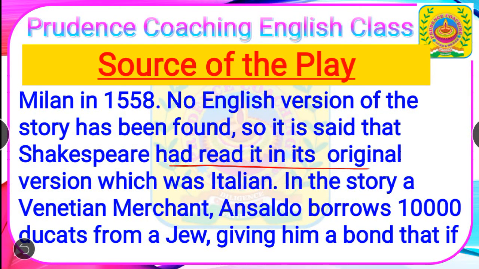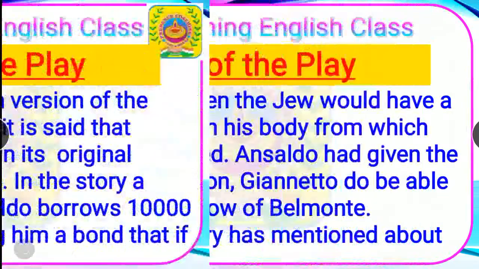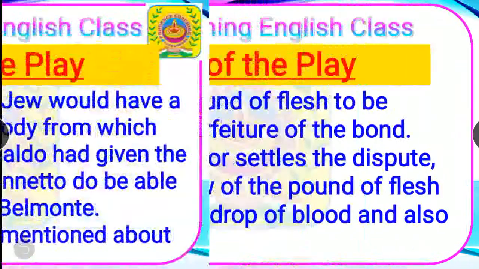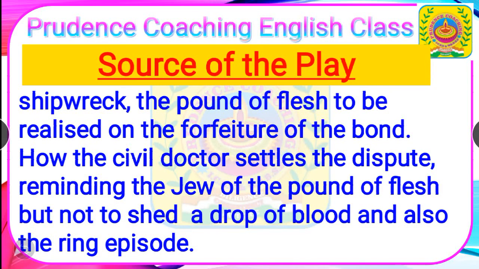In the story, a Venetian merchant, Ansaldo, borrows 10,000 ducats from a Jew, giving him a bond that if he fails to repay, then the Jew would have a pound of flesh from his body, from whichever part he pleased. Ansaldo had given the money to his godson, Giannetto, to be able to marry a rich widow of Belmonte. The story mentions the shipwreck, the pound of flesh to be realized on the forfeiture of the bond, how the civil doctor settles the dispute, reminding the Jew of the pound of flesh but not to shed a drop of blood, and also the ring episode.